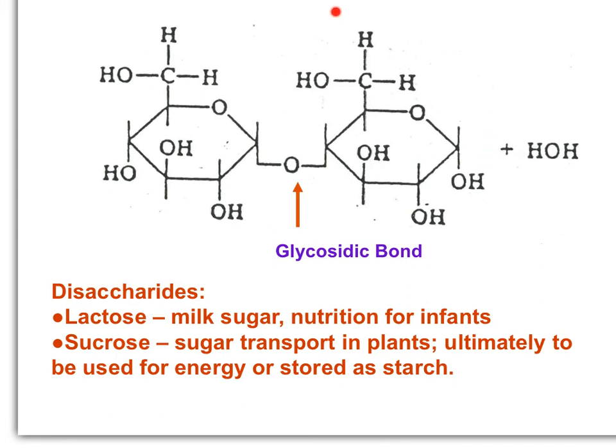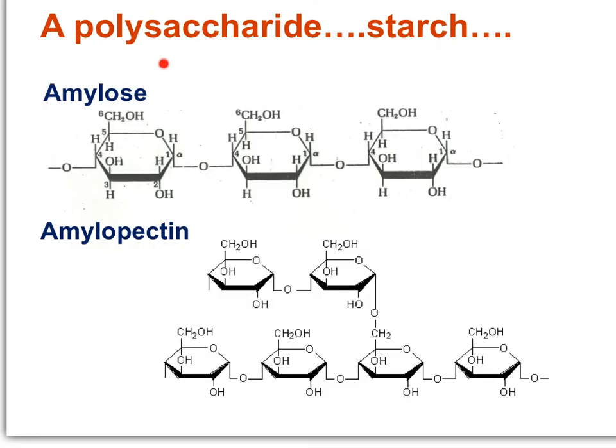Here is a disaccharide. Lactose is a disaccharide important as milk sugar, nutrition for infants. Sucrose is a disaccharide, a sugar transported within the body of plants, ultimately to be used for energy or stored as starch. Here are two polysaccharides, amylose and amylopectin, both starches. Notice the repeating glucose monomers, the repeating monosaccharides. Notice that amylopectin is branched, while amylose is not.